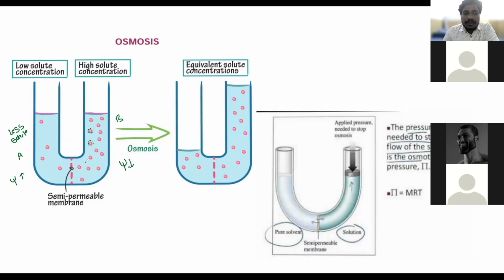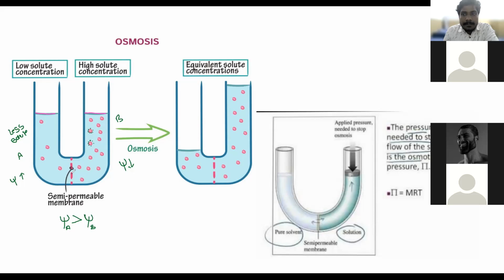Okay, so there is a creation of difference in the water potential. If I write it in equation form, it would look something like this: water potential of system A is more than the water potential of system B. Okay, and this difference is created by keeping a barrier, a semi-permeable membrane, across the middle of this tube.